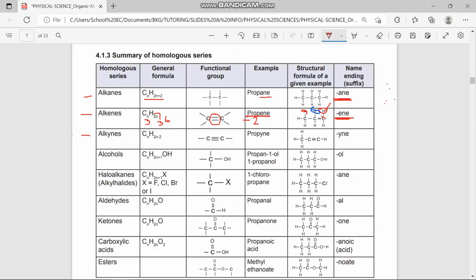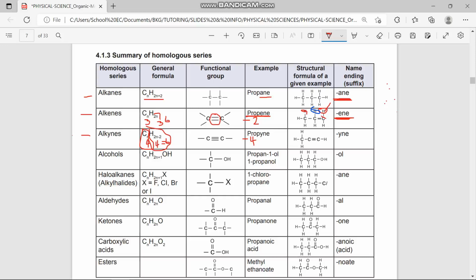Let's get our three examples. Let's do but, which is four, so we're going to have butyne. I'm going to have four C atoms. Let's substitute four into that n. So we have C4, 2 multiplied by 4 is 8, 8 minus 2 is 6. So this side we have 4 C atoms, and this side 6 H atoms. So butyne is going to have 4 carbon atoms and 6 hydrogen atoms as a compound.